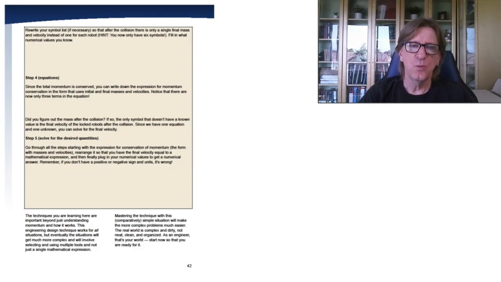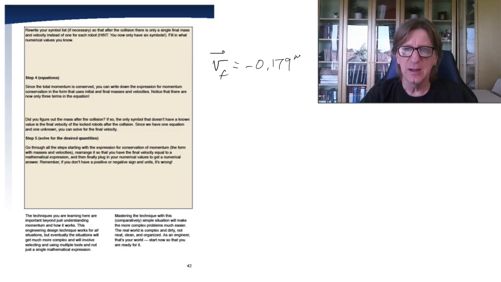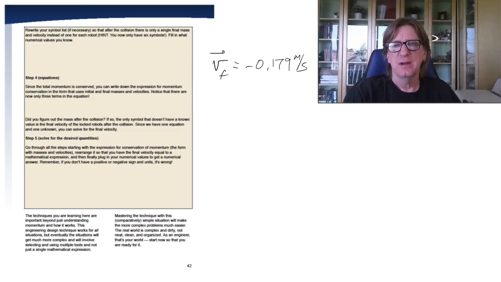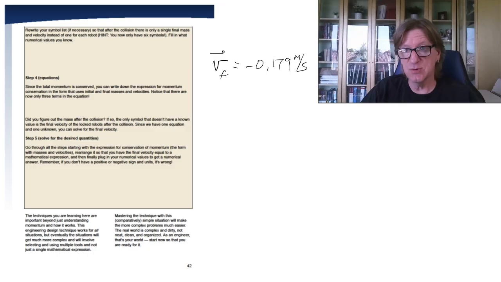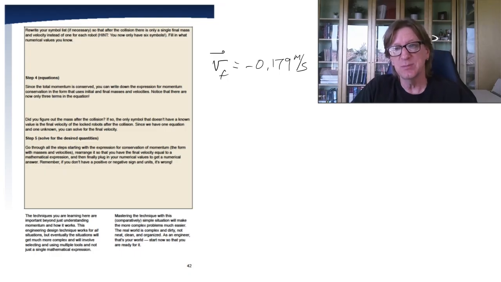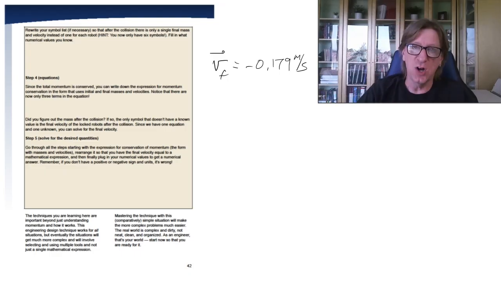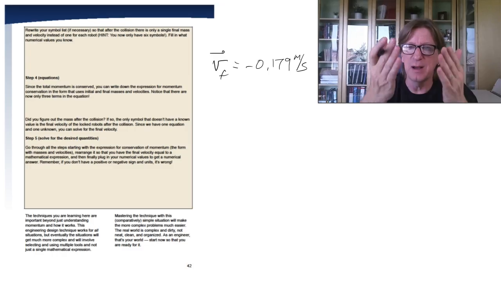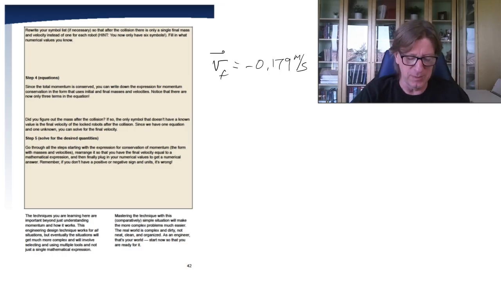So when you're working this out, I want you to go ahead and plug in the numbers on your own. When I did this, I got that my VF was equal to negative 0.179 meters per second. It's in the negative direction. That makes sense, right? Because my total system momentum is in the negative direction before. So the total system momentum, which is now just one object, must also be in the negative direction. And so I'm getting what I expect here, this negative number.